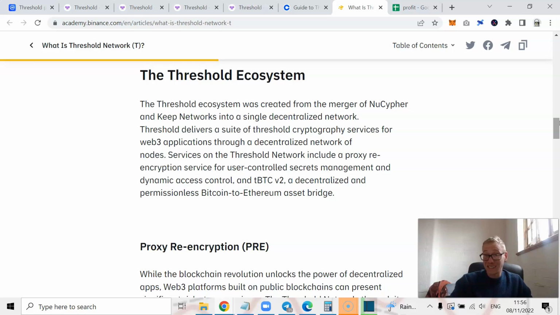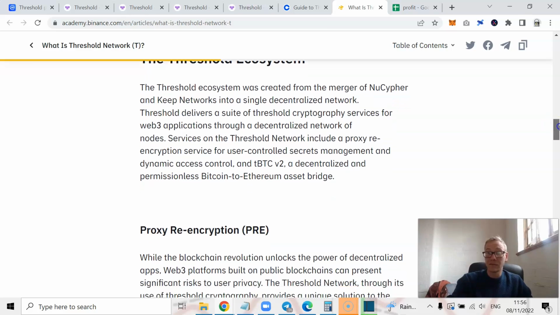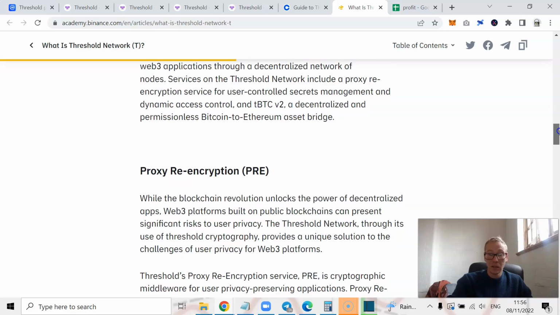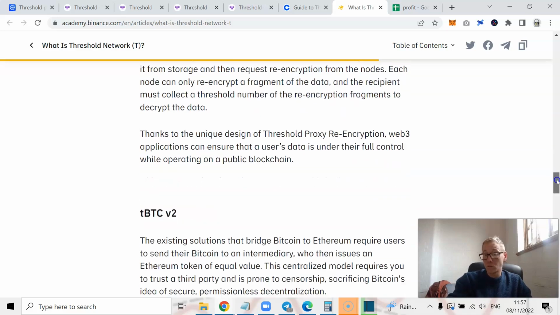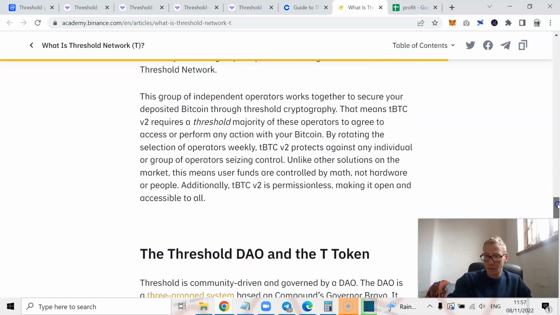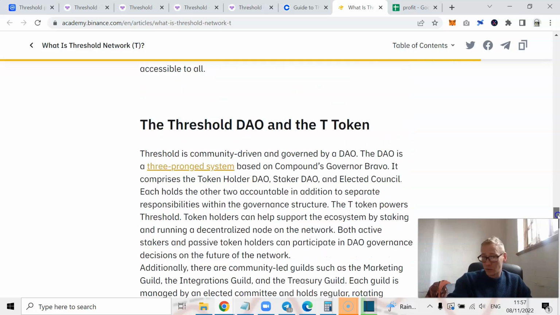Threshold, as I said, was created from the merger of NuCypher and Keep Networks. And the services on Threshold right now include a proxy re-encryption service for user-controlled secret management. And they have Threshold Bitcoin, which is version 2, as well as a decentralized and permissionless Bitcoin to Ethereum bridge. So again, really useful tools, because we need multiple different versions of Bitcoin, so that Bitcoin can be moved across different chains.